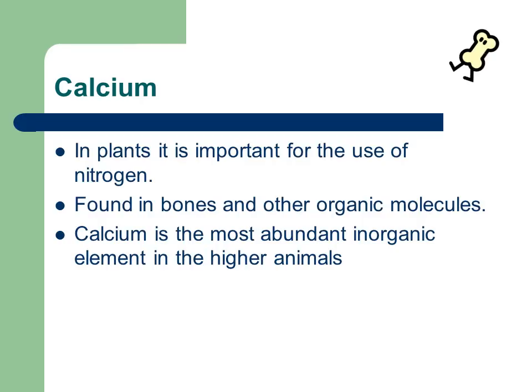Next one is calcium, and in plants it is important for the use of nitrogen to have this calcium available. It's also found in bones and other organic molecules. We're all told to drink our milk, and that's because we need that calcium. Calcium is also abundant in inorganic elements in higher animals as well.